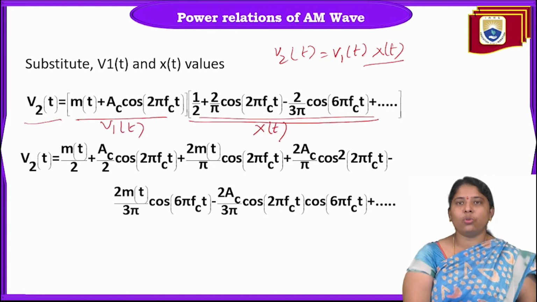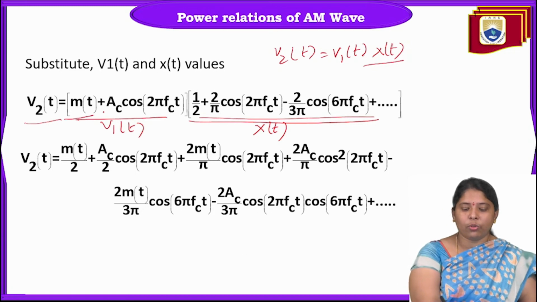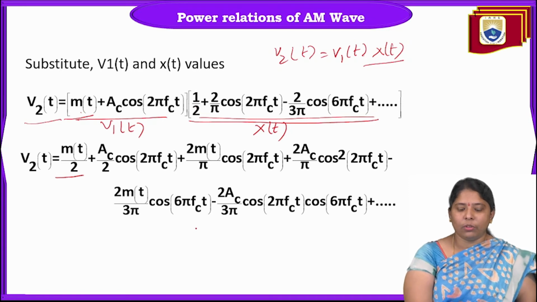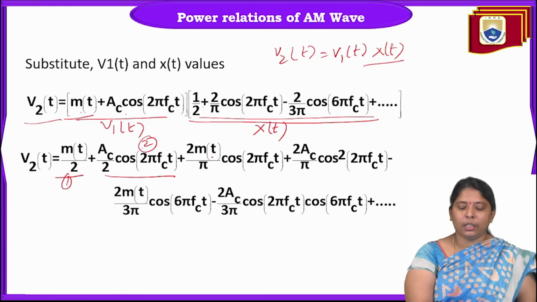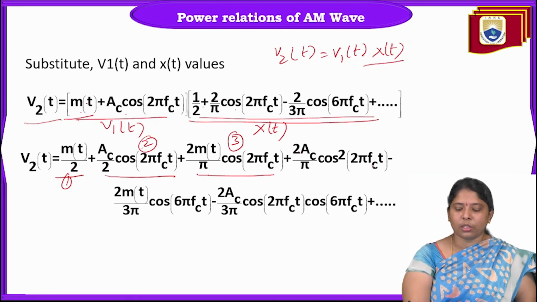If we multiply these two terms, what is the first term? We are going to get m of t by 2. This term and this term multiplied give m of t by 2. Second term, Ac by 2 into cos 2 pi fct. This is the first term, second term, and the third term is 2 m of t by pi into cos 2 pi fct. This is the third term. And the fourth term is 2 Ac by pi into cos square 2 pi fct. This is the fourth term. And 6 pi fct multiplied with m of t, fifth term and sixth term.